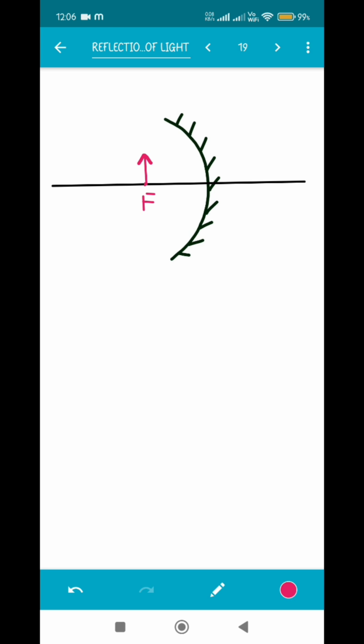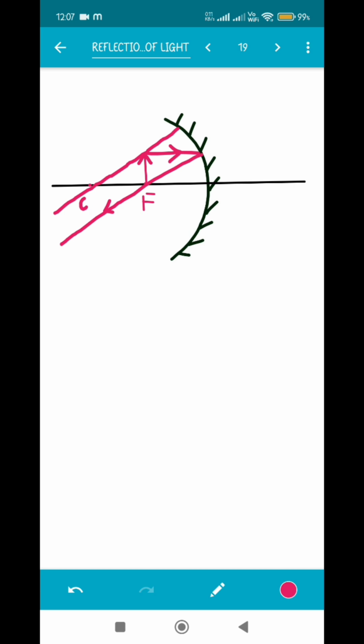This is my object. Now, the first beam of light that we will consider will always move parallel to the principal axis, and we know whenever a ray of light is passing parallel to the principal axis, it will pass through the focus. In this case, the second ray that we will consider will be passing through the center of curvature. We have to pass it in such a way that it touches the upper edge of our object.